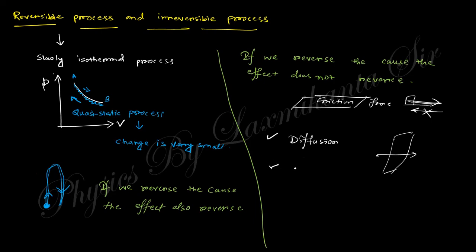Or you can take heat transfer. This is hot and this is cold, and heat transfers through this metal or anything. The heat cannot go back from cold to hot, right? So this is an irreversible process. Reversible means if you reverse the cause, the effect is also reversed. But if you reverse the cause and the effect does not reverse, this is the irreversible process, and that is the reversible process. Clear? I think clear.